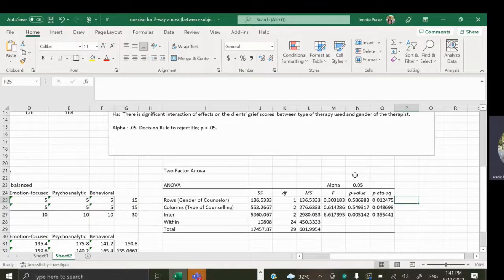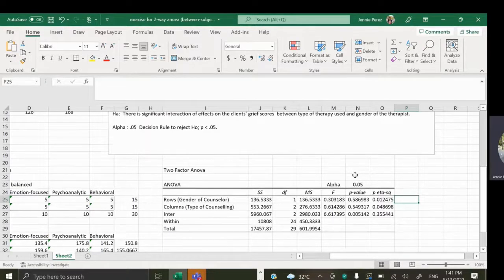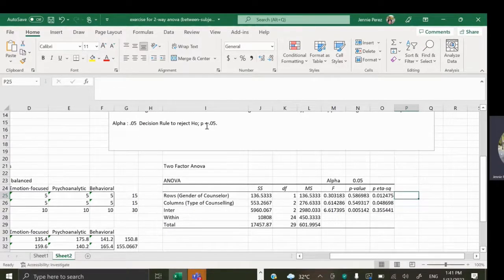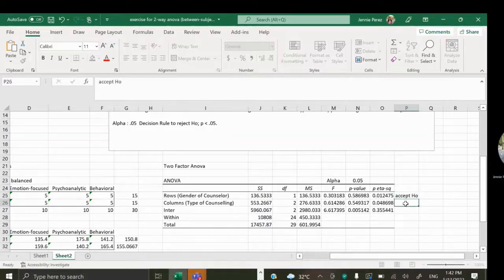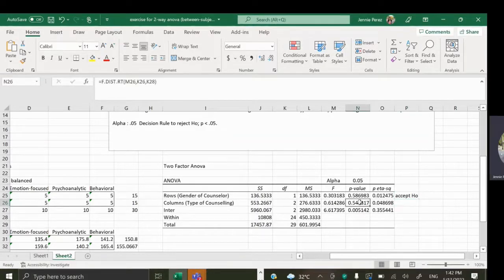0.59 is greater than the probability value of 0.05. Okay, it is greater than the alpha level of 0.05, I mean. So we accept the null hypothesis here. Accept H0. And the same thing also we have for the type of counseling, okay?